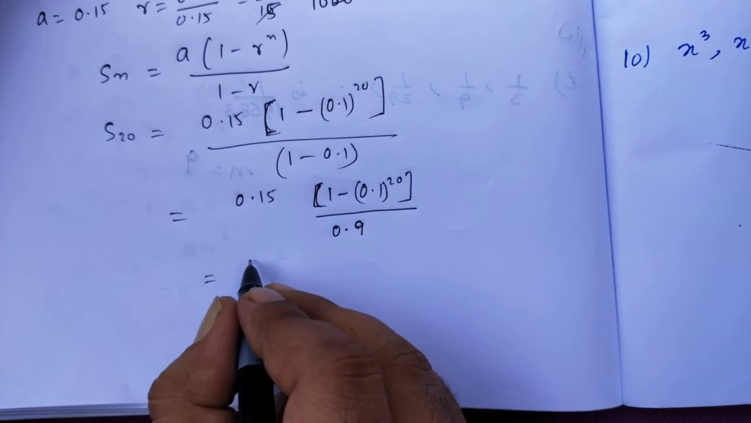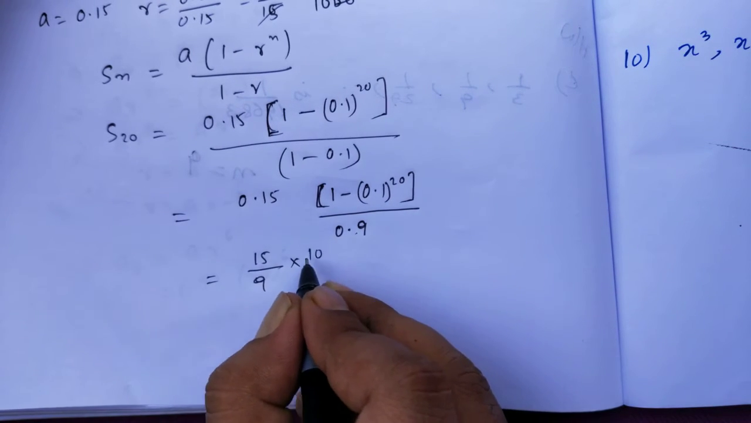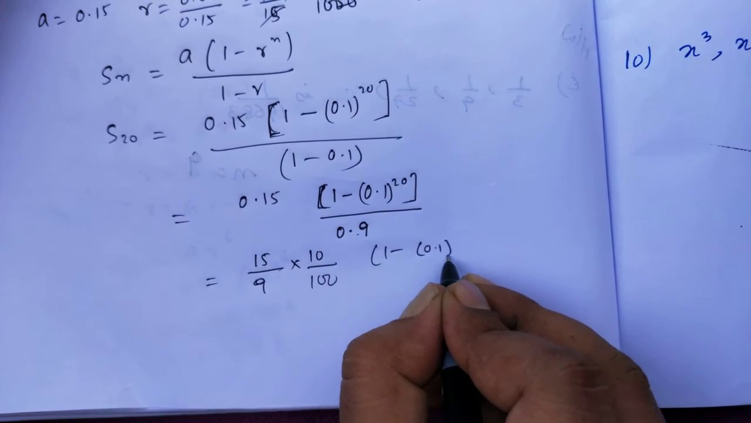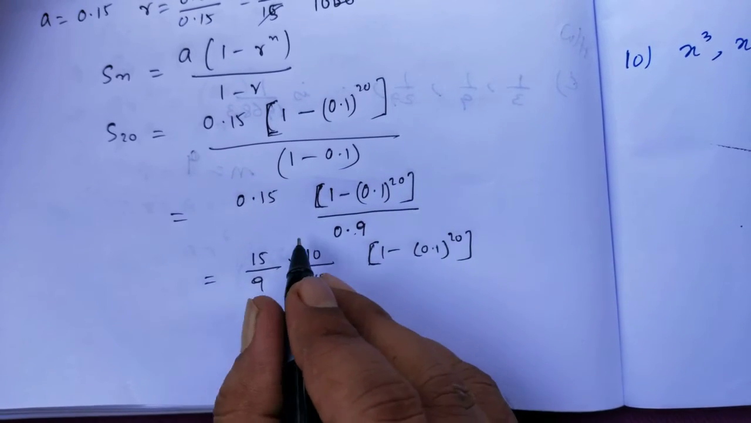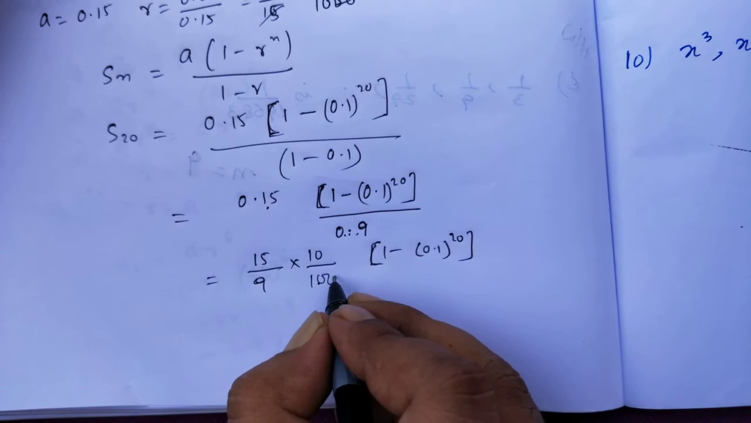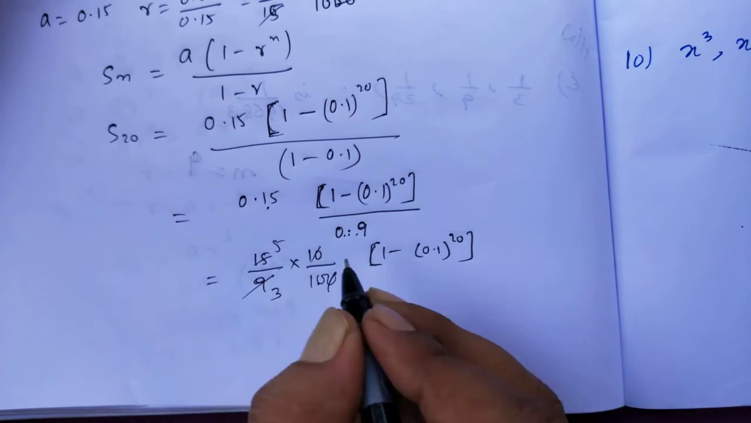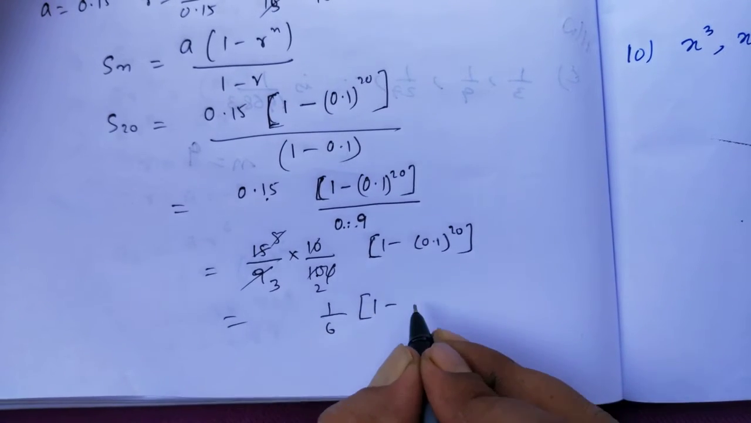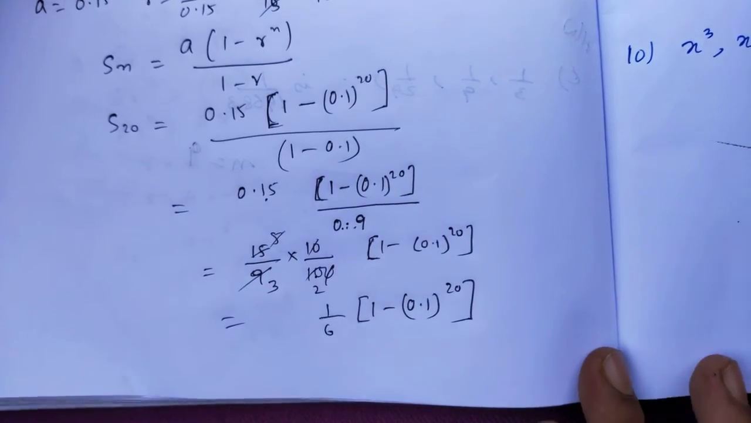So remove the decimal and cancel. 15 by 9, I'm just writing. For removing 1 decimal 10, for removing 2 decimals 100, and this one keep as it is, 1 minus. This part is same. I'm removing decimal, so by 100. For removing the decimal, 10 on the top. Cancel, 0, 0 is cancel. 3, 3 times. 3, 5 times. 5, 2 times. So you're getting 1 by 6. This is the answer, okay?